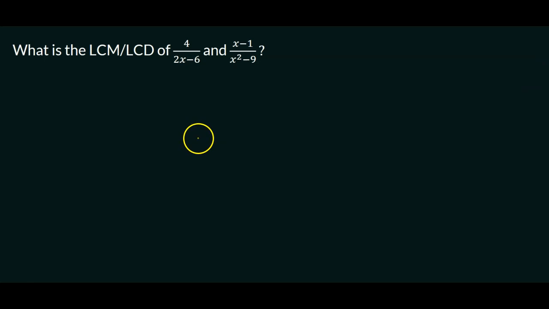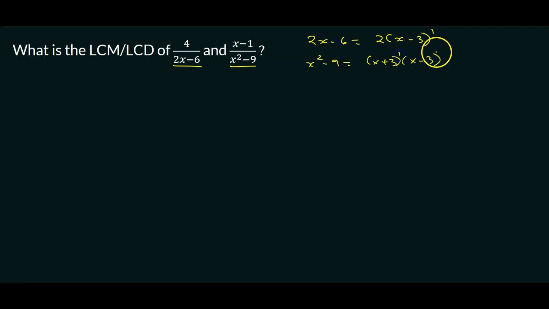What is the least common multiple or least common denominator of 4 over 2x minus 6 and x minus 1 over x squared minus 9? We're going to pay attention to the denominators only, so let's go ahead and factor them. 2x minus 6 is going to be 2 times x minus 3, and I said pay attention to the exponent, so we put to the power of 1. Then we have x squared minus 9, which is x plus 3 multiplied by x minus 3, so the exponent also is 1.